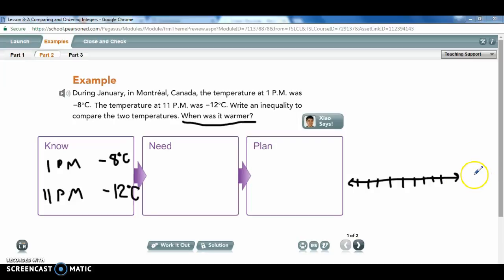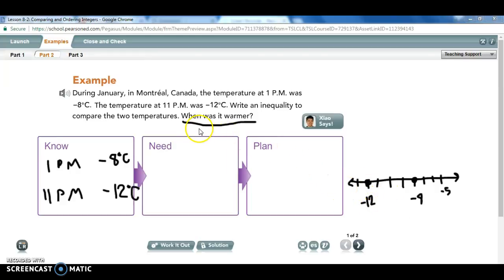And if I count my negative numbers to my left, we'll start here with -5. So -5, -6, -7, -8. This is a point that I need to know. -9, -10, -11, -12. That was the other point that I needed to know. So when I look at these numbers, I can tell that -8 is to the right of -12. And that is what we learned in part 1, is that numbers to the right are going to be greater than numbers to the left.